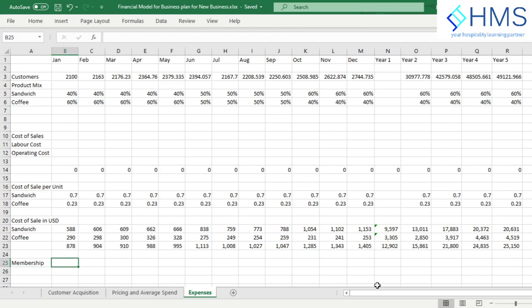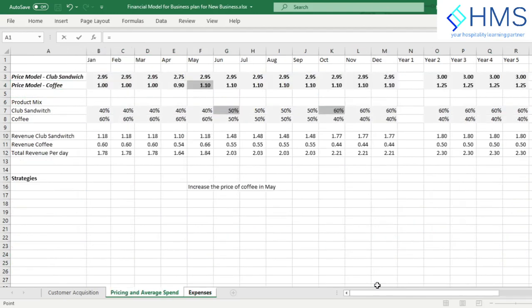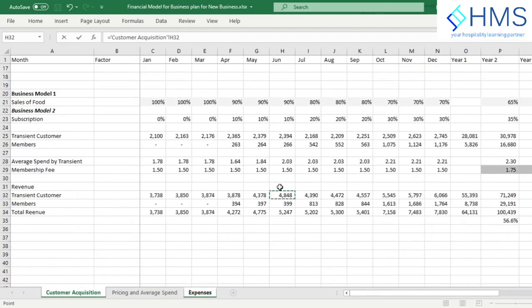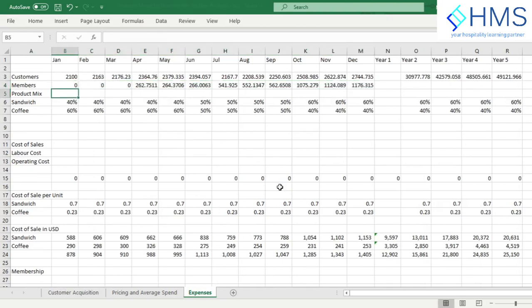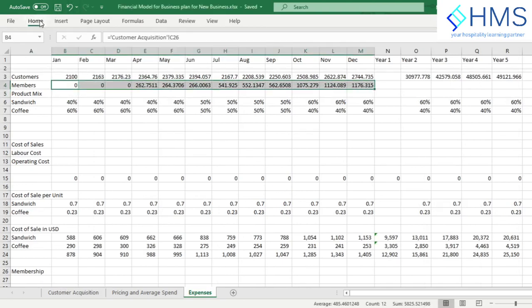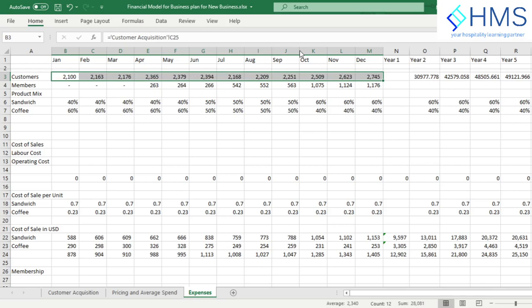So it means that the number of members will also be here. We can add it here, number of customers and the members. So the members will be here. Now the members, since they are going to get one of each, their cost is going to be the average of both, right?